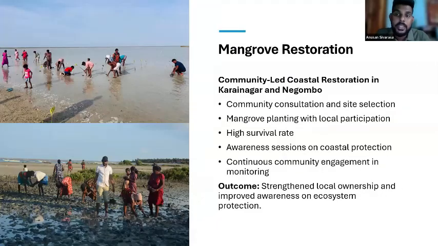These are the best examples of our restoration. We have done two major restorations, one in the north part of Sri Lanka and another in the west part of Sri Lanka. And the first picture is showing the Karainagar community restoration.